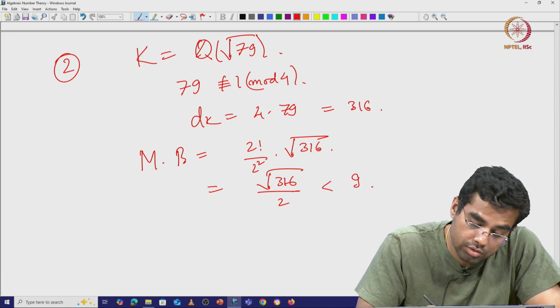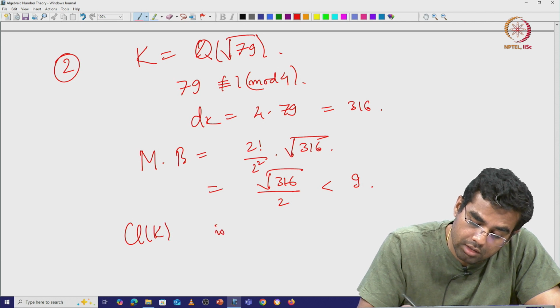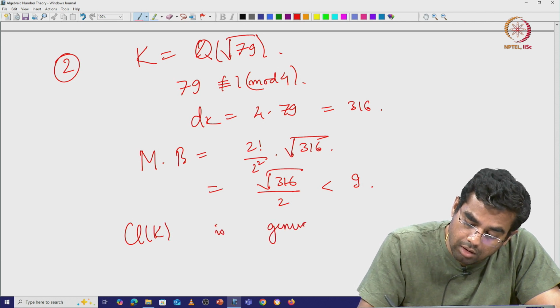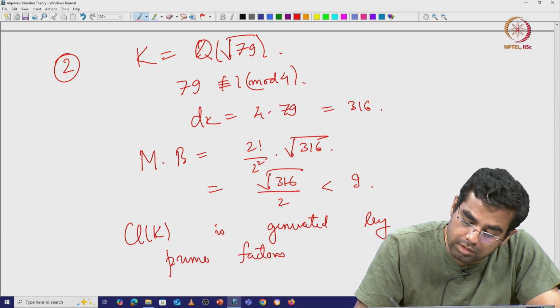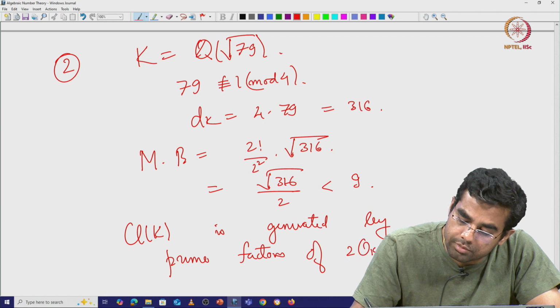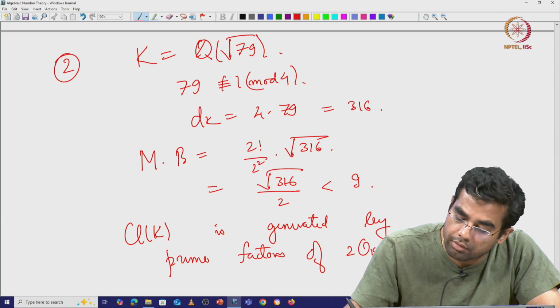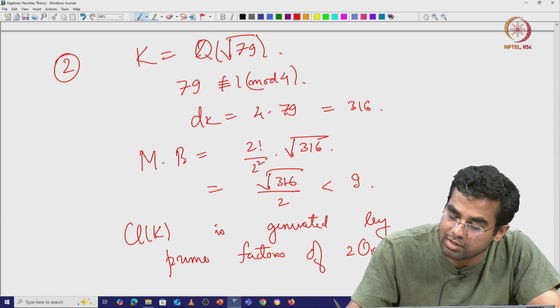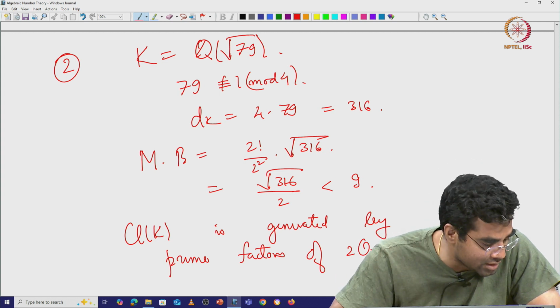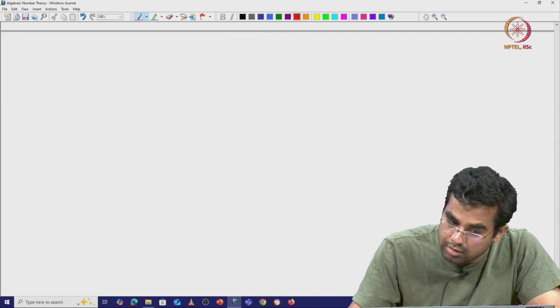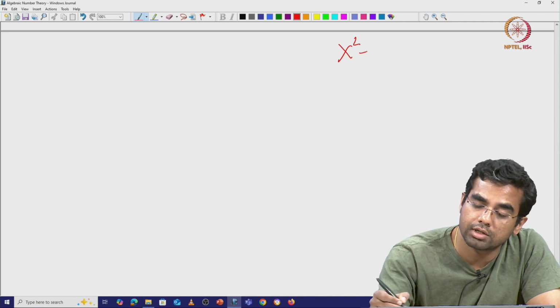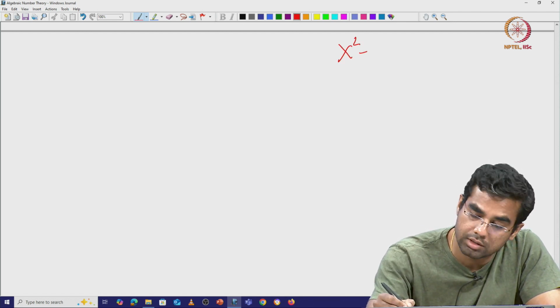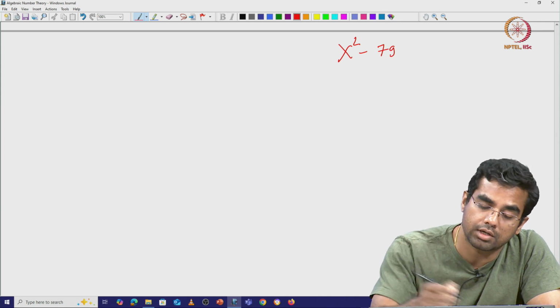And so the class group of K is generated by prime factors of 2 times O_K, 3 times O_K, 5 times O_K and 7 times O_K. So you also have to factorize a lot of things. All right, and what is the polynomial that we consider? The polynomial that we have to consider is x square minus 79.